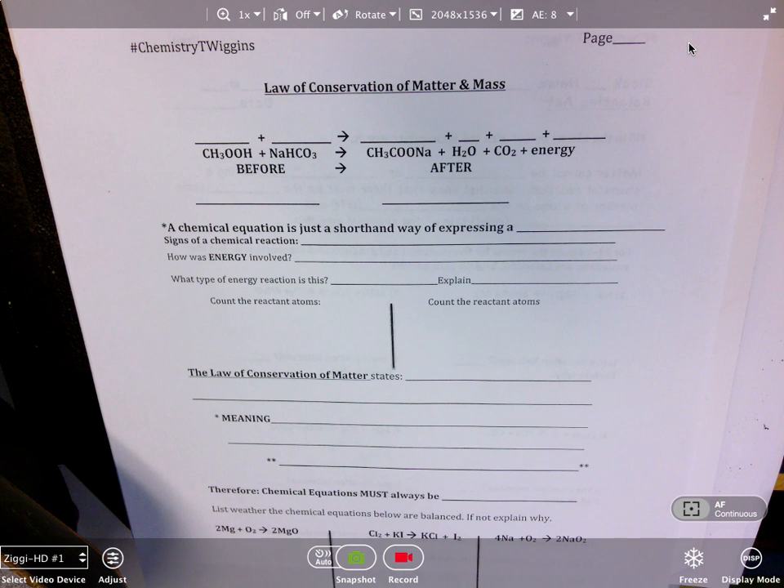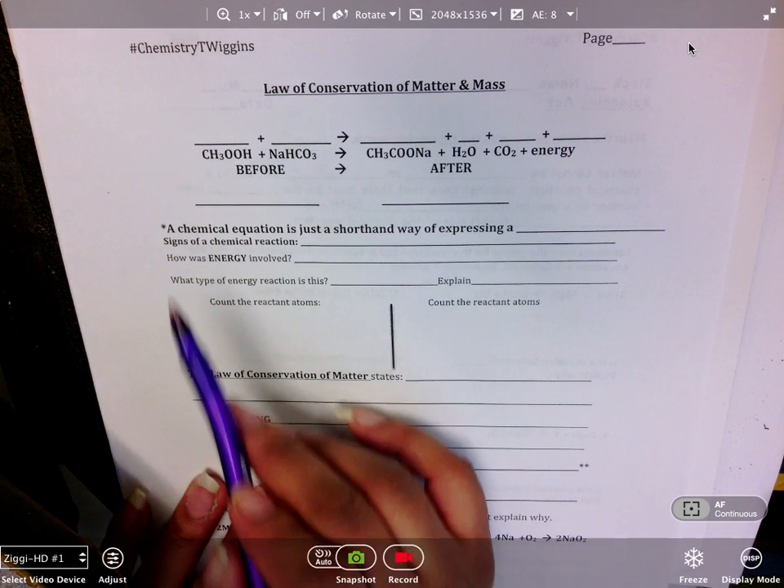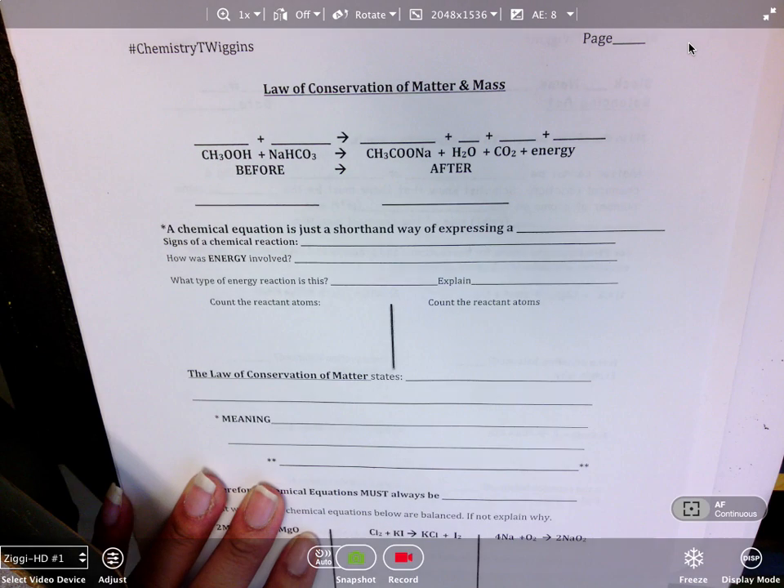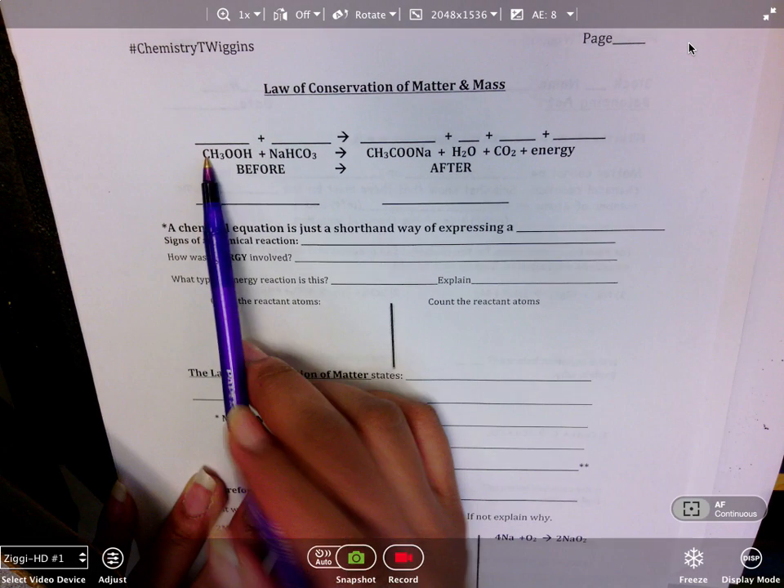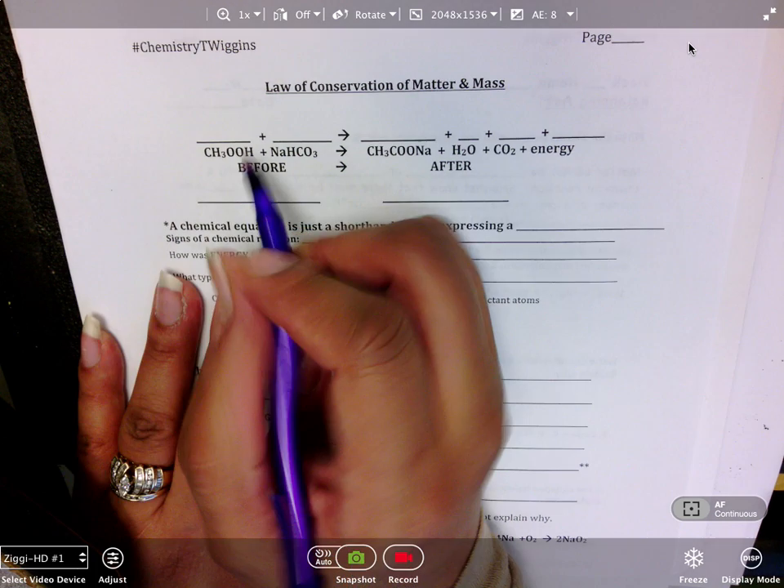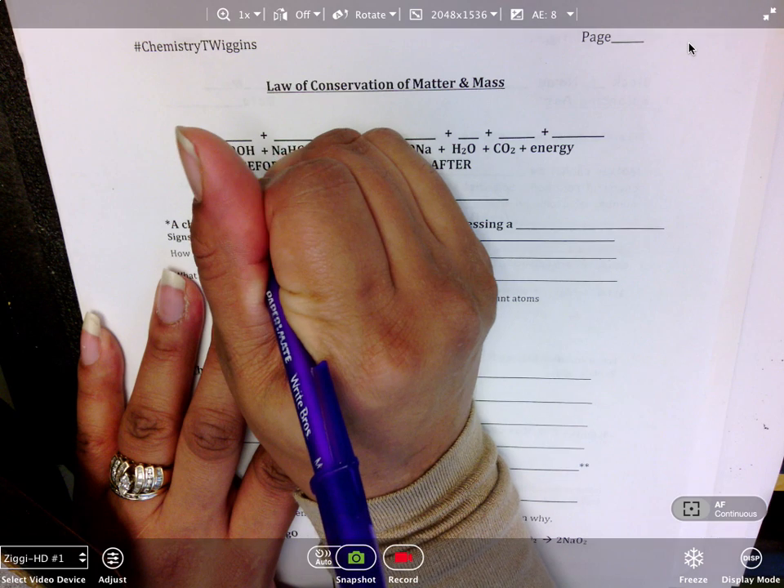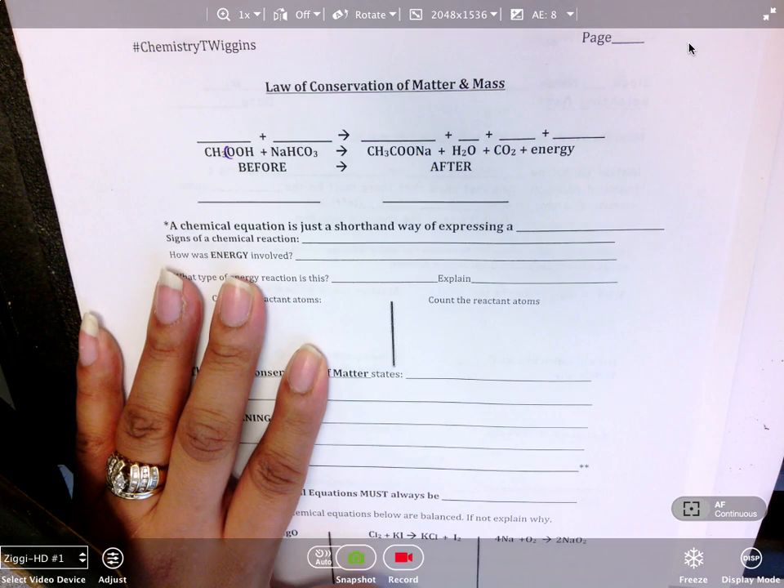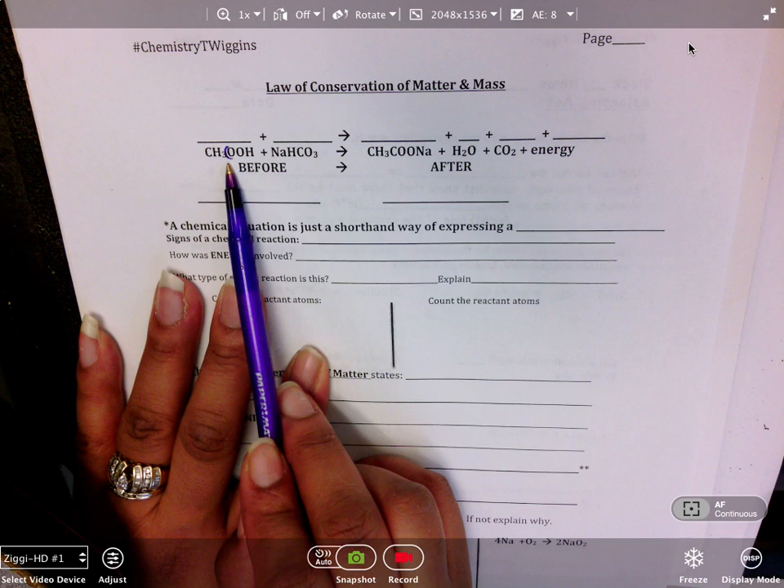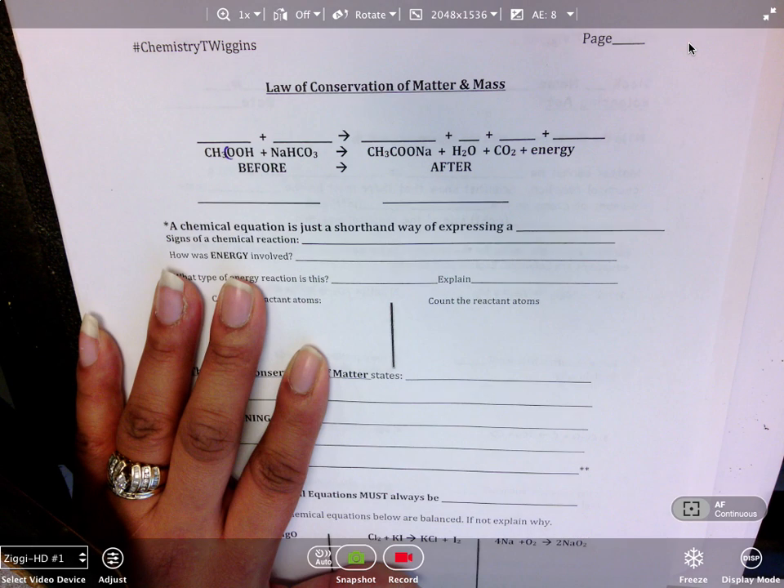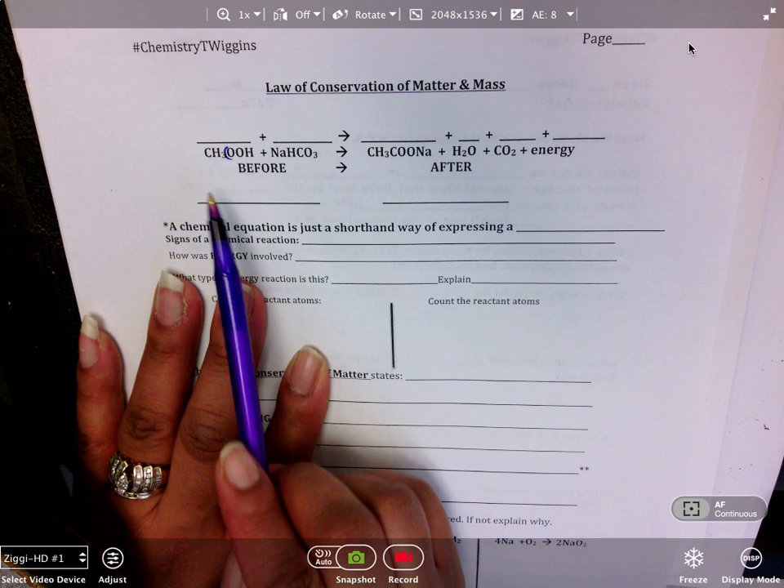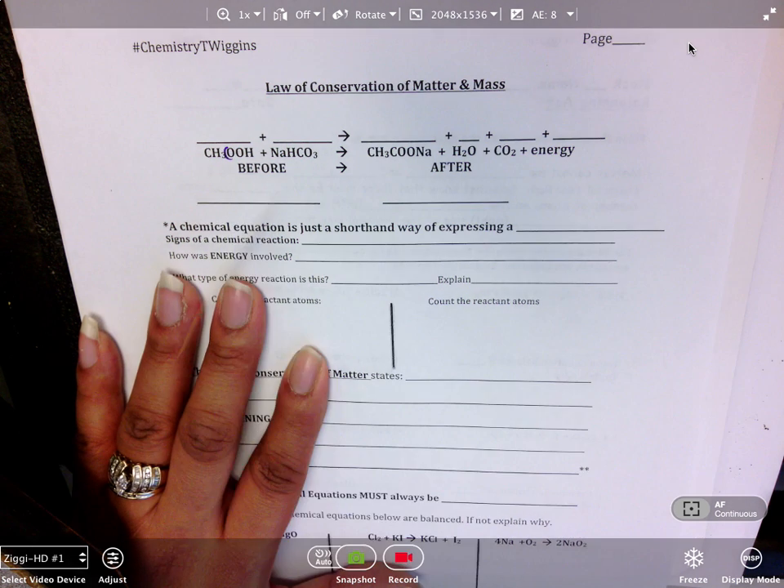All right, so remember that when we talk about the definition. But before we do that, let's look at this equation that we have. Remember, a chemical equation is just a representation of a chemical reaction. Let's fix this equation, however. This should be CH3COOH. There should be a 3 here. So it should be CH3COOH.